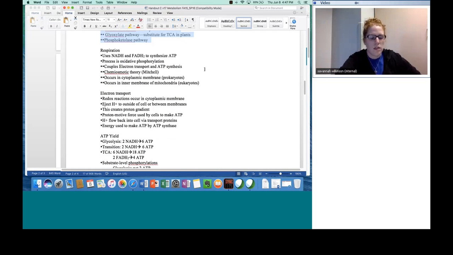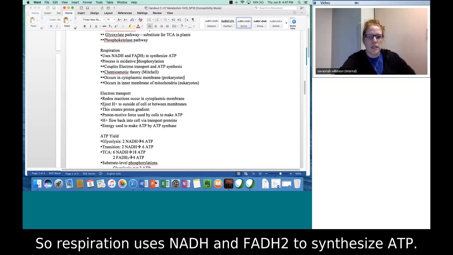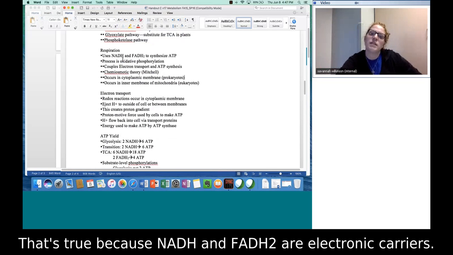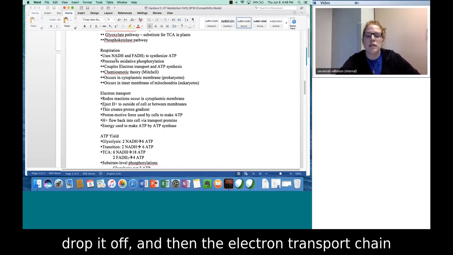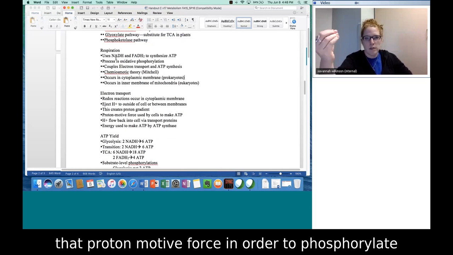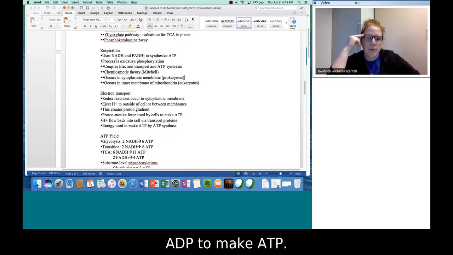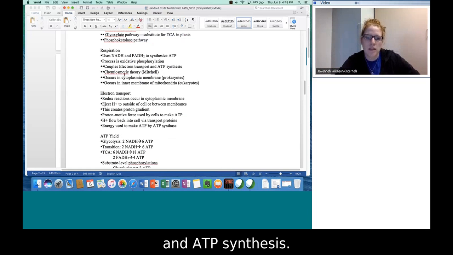Then, let's see. Oh, perfect. I was going to write this out, but it's already here. So respiration uses NADH and FADH2 to synthesize ATP. That's true because NADH and FADH2 are electron carriers. They carry the electrons to the electron transport chain, drop it off, and then the electron transport chain generates a proton motive force, which ATP synthase uses in order to phosphorylate an ADP to make ATP. Yes, oxidative phosphorylation couples electron transport and ATP synthesis.